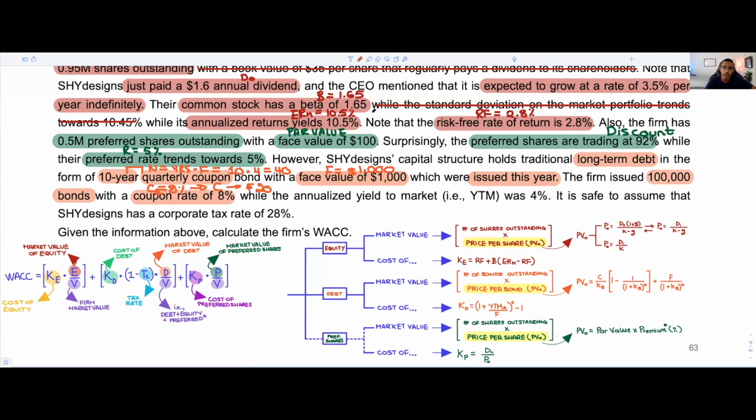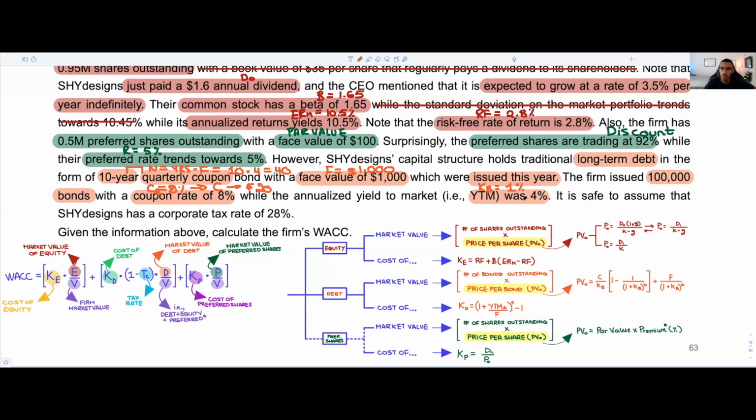And if we look at the annualized yield to market, in other words, the YTM, and they're telling you it's 4%, well, that's important because we know that we can now get our KB, which is what we need for a valuation formula, right? Right here, KB. However, KB, it's not 4% here. KB will be equal to 4% divided by the frequency. There are 4 payments per year such that your KB will be 1%.